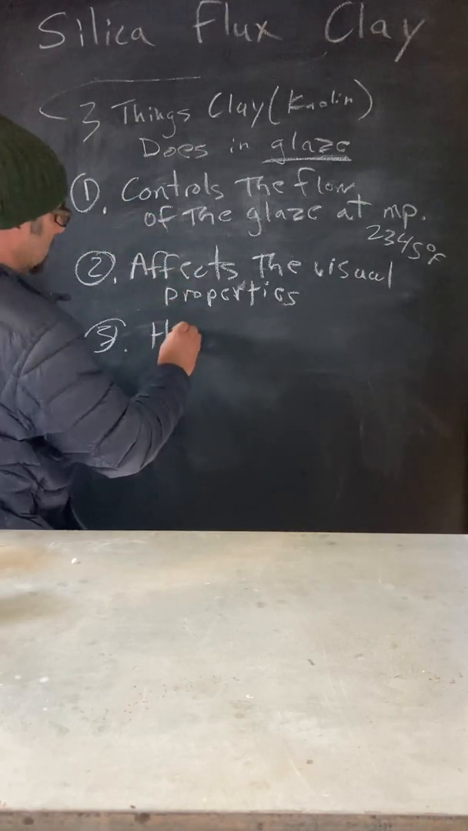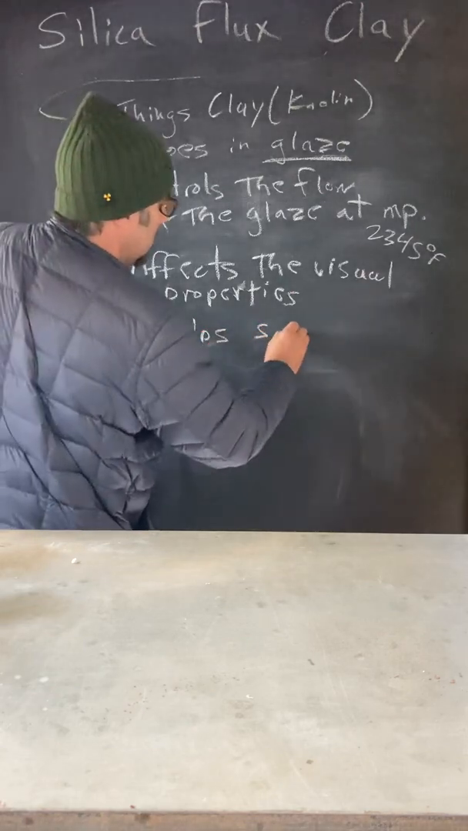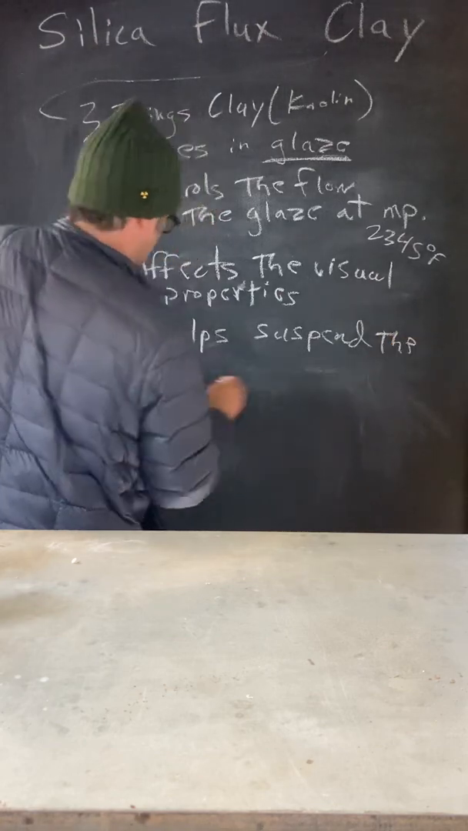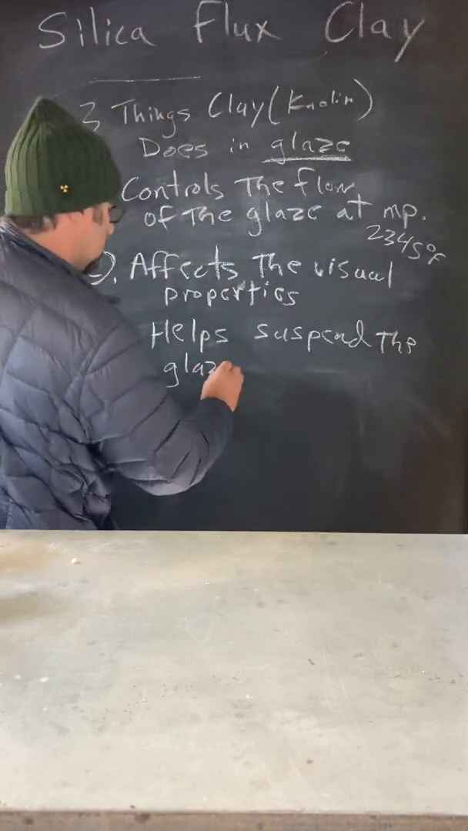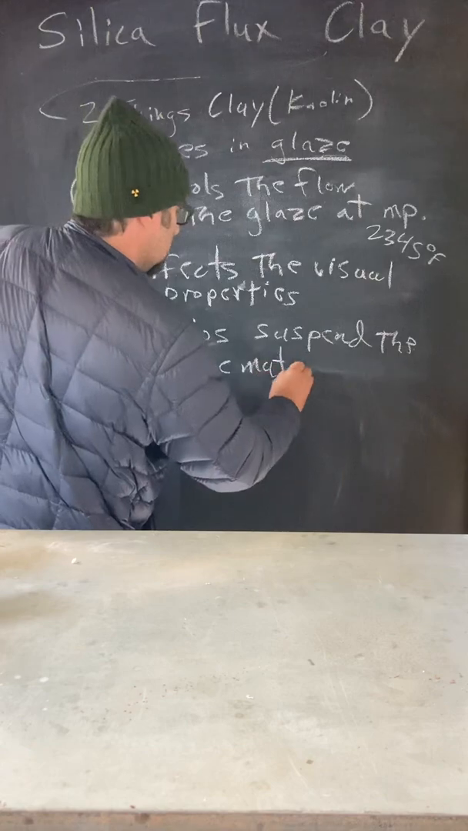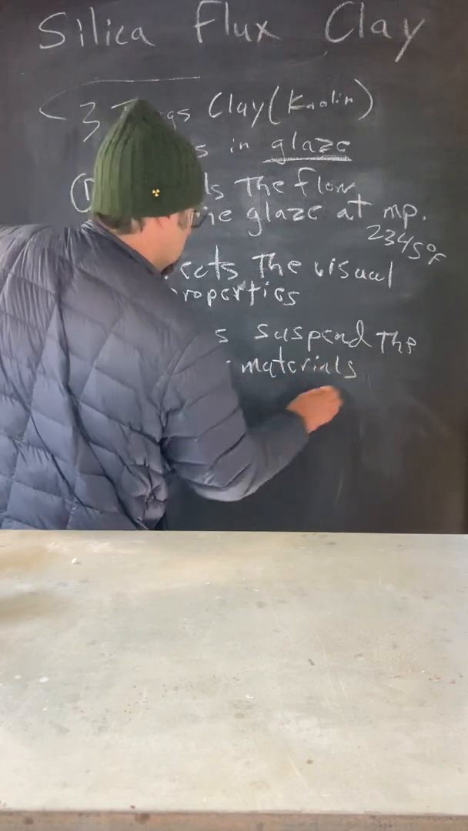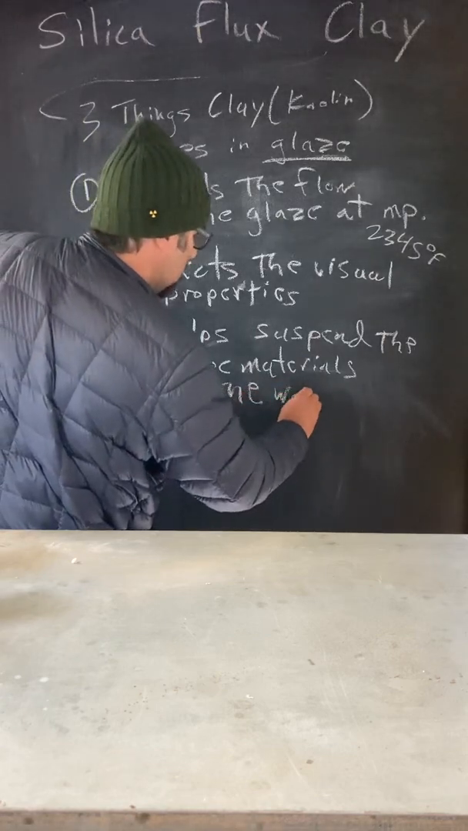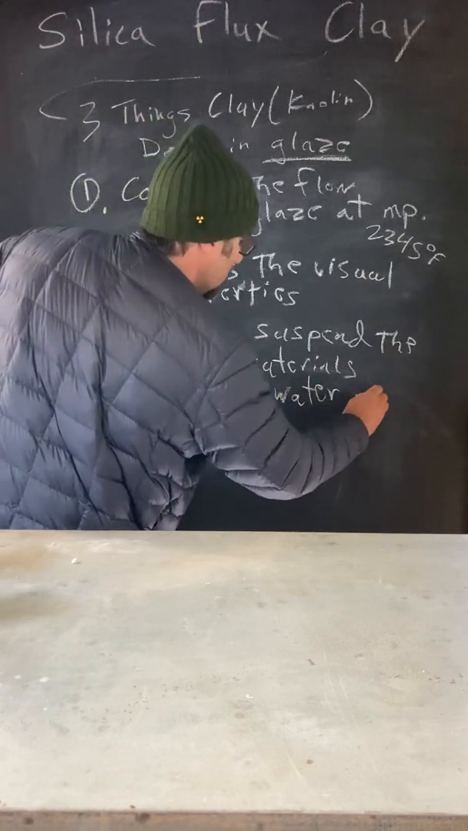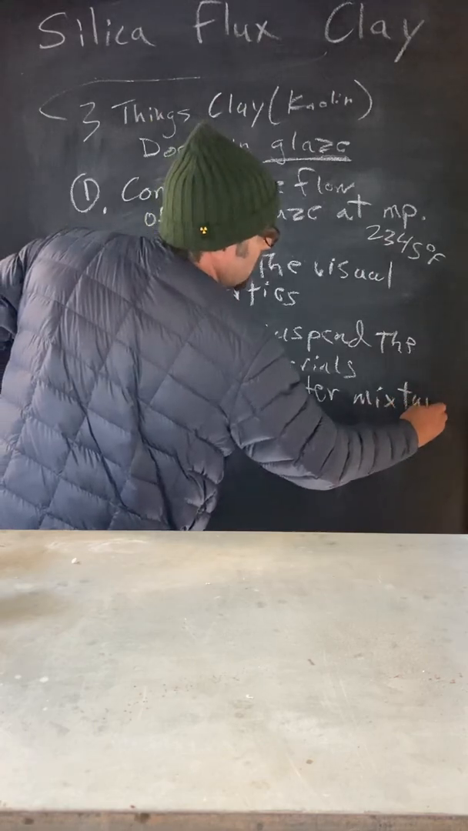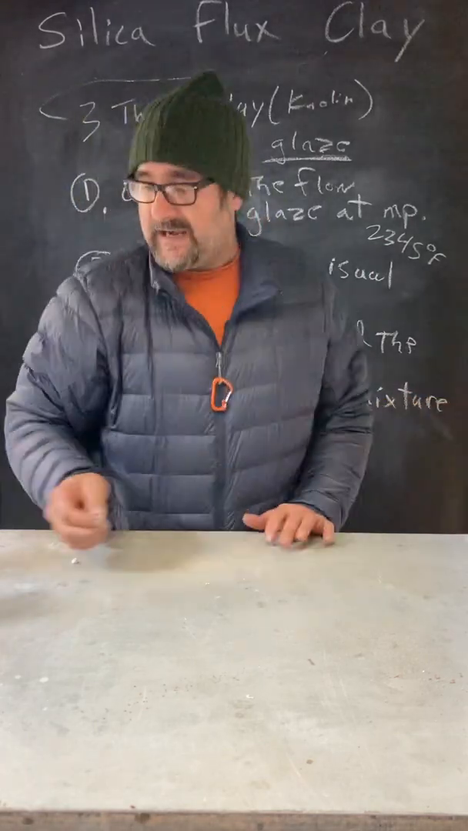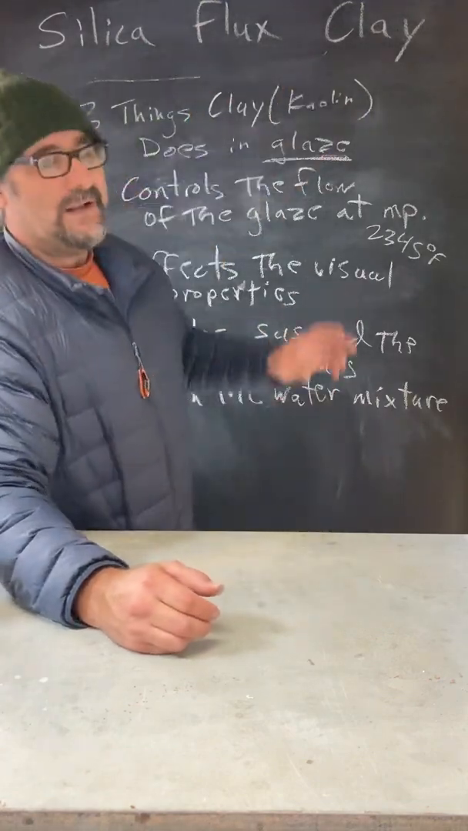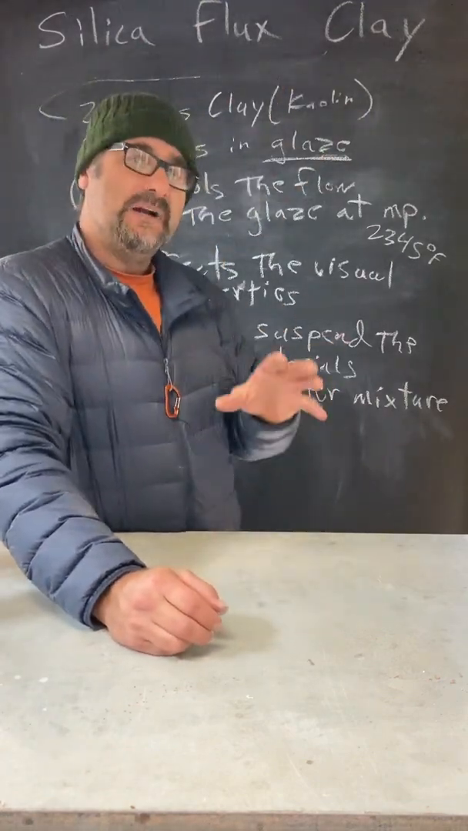All right. The third thing that kaolin does in a glaze is it helps suspend the glaze materials in the water mixture. So since we've been all online, I've been glazing for you guys, so you wouldn't know this, but these powdered materials that make up glaze, we mix them up in a bucket of water.